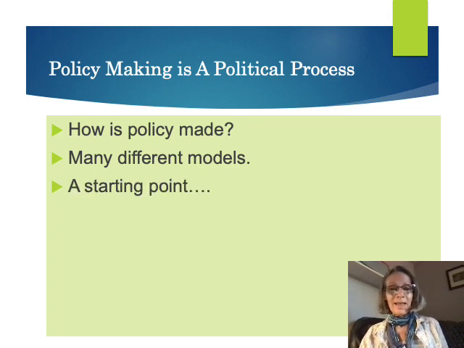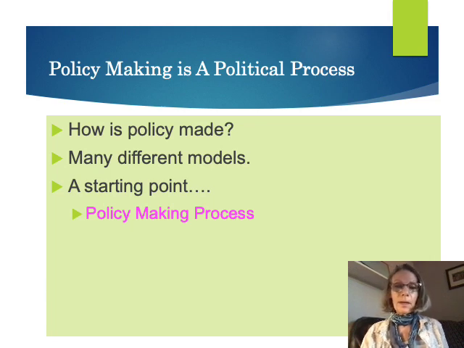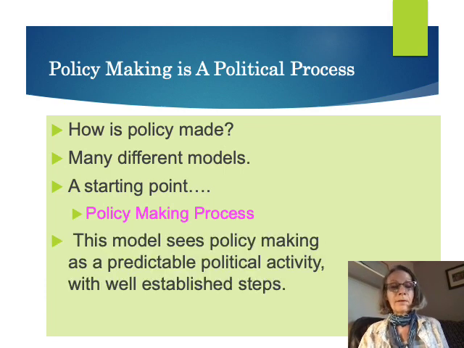But in this class, since it's an introductory policy class, we're going to be looking at one of the models that they talk about in chapter 2, and they just talk a little bit about it in that PDF that you'll be reading. So I'm going to add more details in this lecture to the material that is offered in the textbook. The starting point is what's known as the policymaking process. What's cool about this model is it's kind of like the ideal model. It sees policymaking as a predictable political activity with well-established steps.